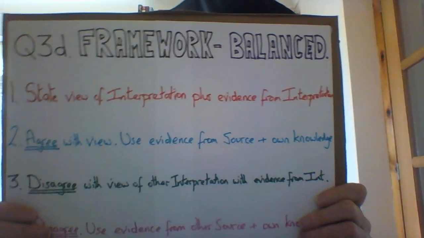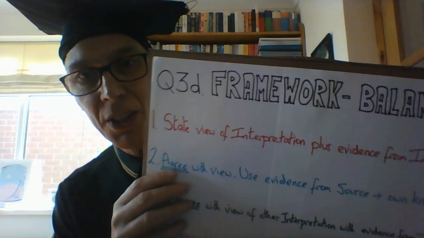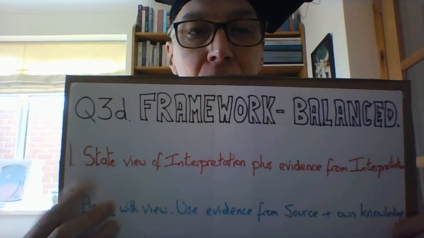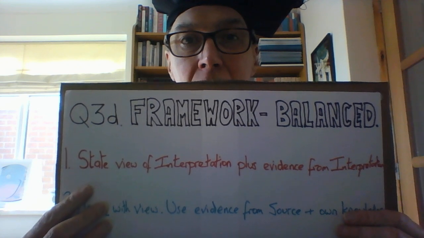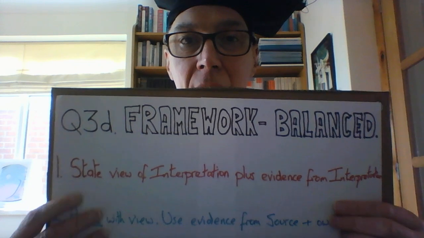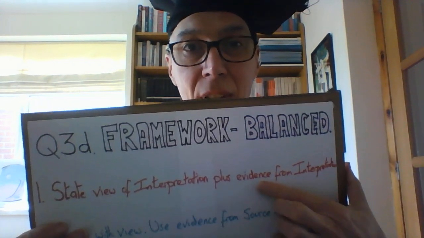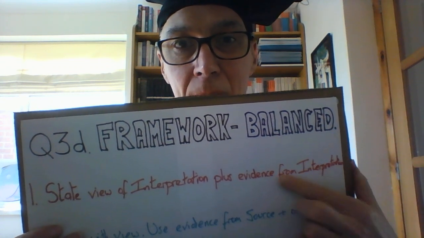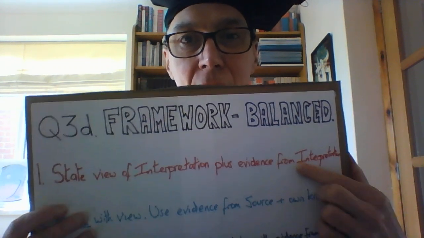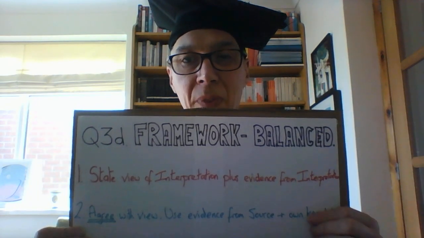Let's have a look. So remember, it's a how far do you agree with, let's call it interpretation 1. How far do you agree with interpretation 1? Well, the first step, state what interpretation 1 is. You'll already have done that, of course, in your 3B question, so you'll know it. Interpretation 1 suggests this, and give evidence from that interpretation. Very important. You actually use evidence from the interpretation. So that's your first section.